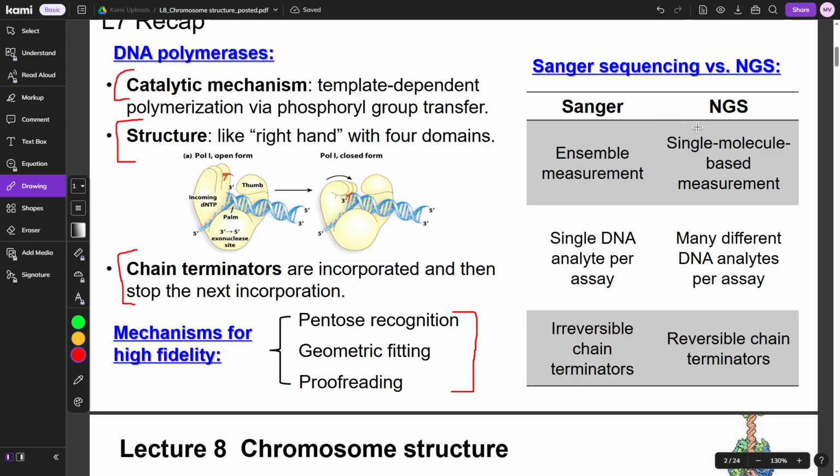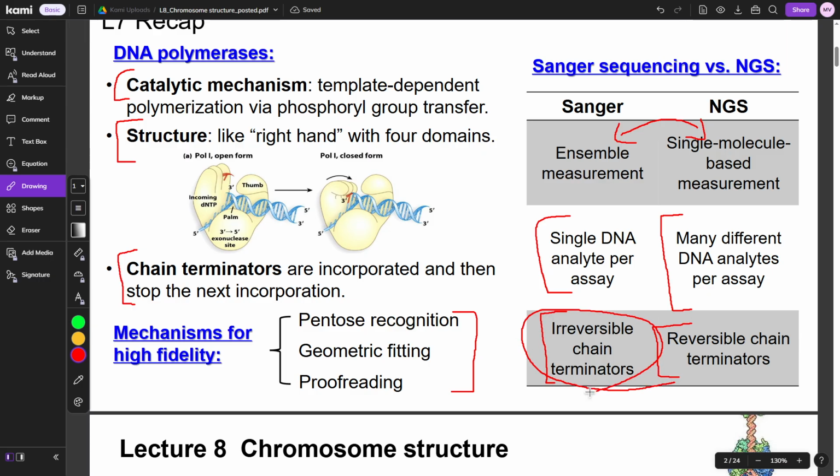I believe these two points should be switched. Next-gen sequencing is used to measure multiple things at once, while Sanger sequencing is usually just looking at one molecule of DNA, but don't quote me on that. Everything else is fine. Sanger uses a single analyte, while next-gen can use many different DNAs per run. You use irreversible chain terminators for Sanger and reversible for next-gen.